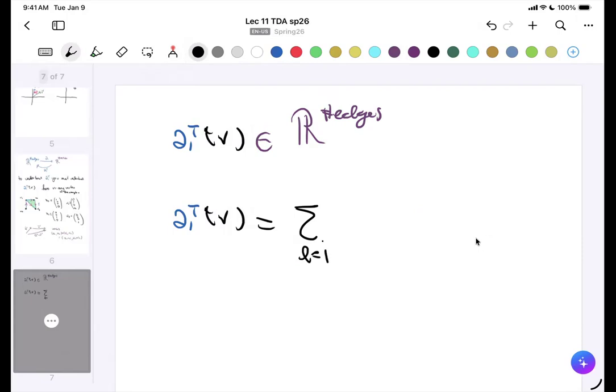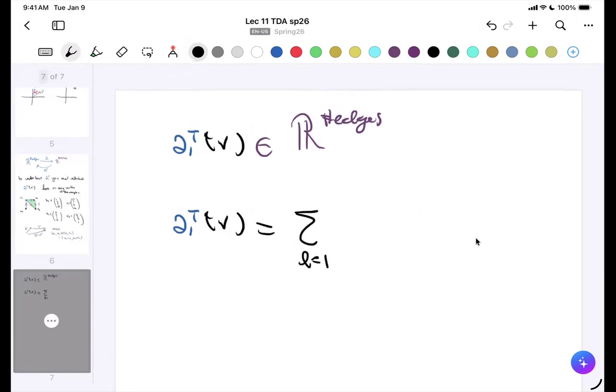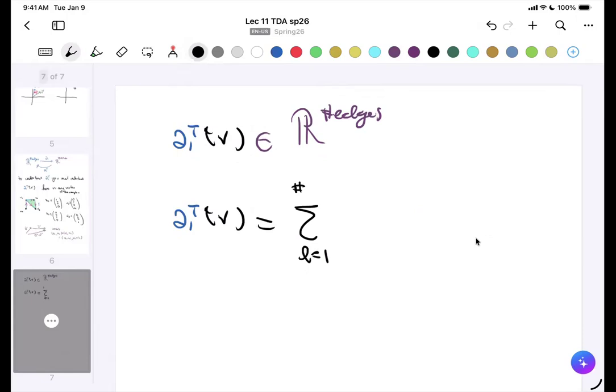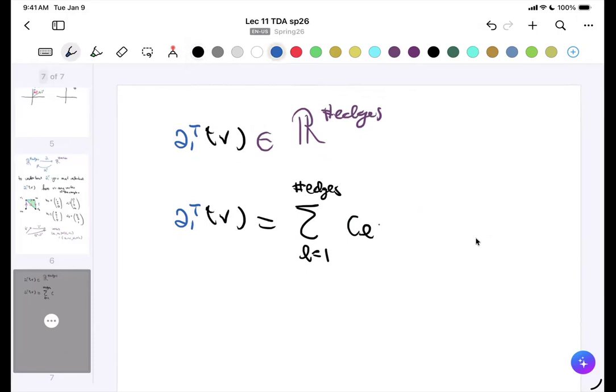Imagine you have labeled the edges somehow, so you can write it as a sum that goes from 1 to the number of edges, of some coefficients times a particular edge. So the E's here represent an edge. Somehow you listed the edges, you said, okay, I had 5 edges, so I'll call it edge 5, edge 4, edge 3, edge 2, edge 1. So here each E_l represents one of the edges. Okay. So here E_l is an edge.